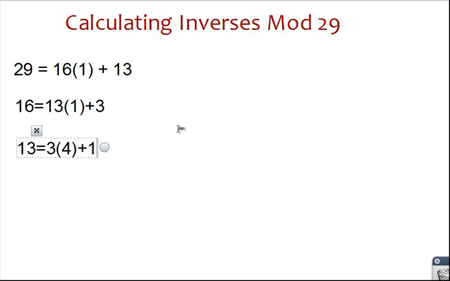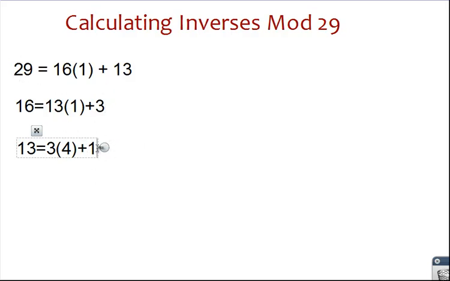The key trick here to using Euclid's division algorithm to figure out the inverse of 16 mod 29 is to reverse Euclid's division algorithm. What we know is that the inverse of 16 is the number we multiply 16 by to get one more than a multiple of 29. We want 16 times x to be 1 mod 29. That is to say, we want 16 times x to have a remainder of 1 when we divide it by 29. And so what we're going to do is solve for 1 in terms of 29 and 16.